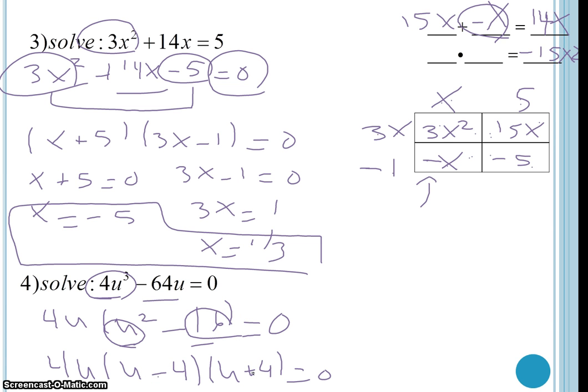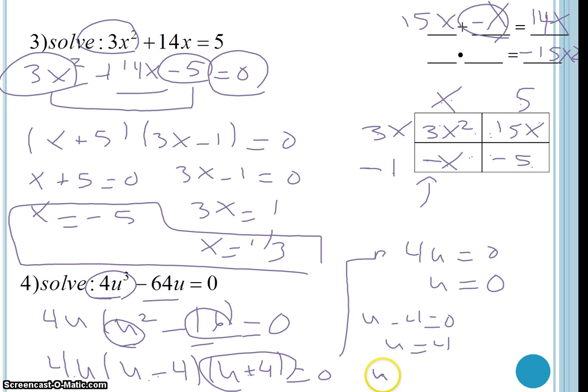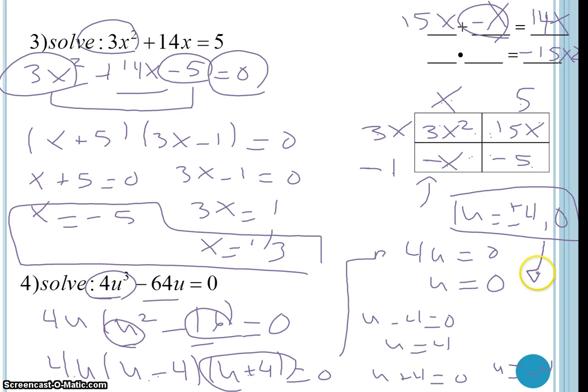Then you set each of these 1, 2, 3 terms equal to 0. So I'm going to continue the problem up here. So 4u equals 0, or u equals 0. Then the second factor is u minus 4 equals 0, which tells me u equals 4. And finally, the last factor, u plus 4 equals 0, tells me that u equals negative 4. So we have 3 answers, and you can write them: u equals plus or minus 4 and 0 are our 3 answers for that problem.